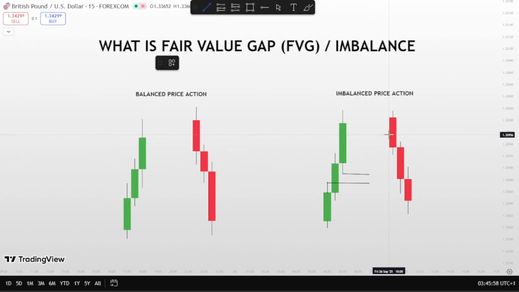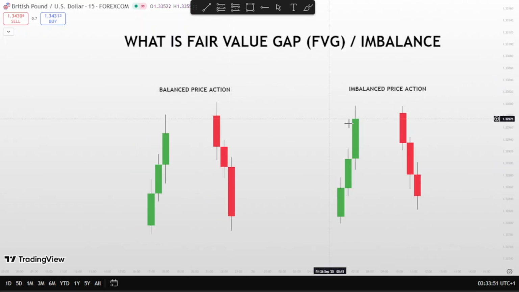And the bearish fair value gap is basically when price moves fast to the downside that it leaves a gap in between the three candles. Like this is the first candle here, and this is the first candle low. This is the second candle, and then this is the third candle high. You can see there's a gap in between. So this is a bullish fair value gap where price moves fast to the upside and leaves a gap in between three candles. And then there's a bearish fair value gap where price moves fast to the downside and leaves a gap in between the three candles.